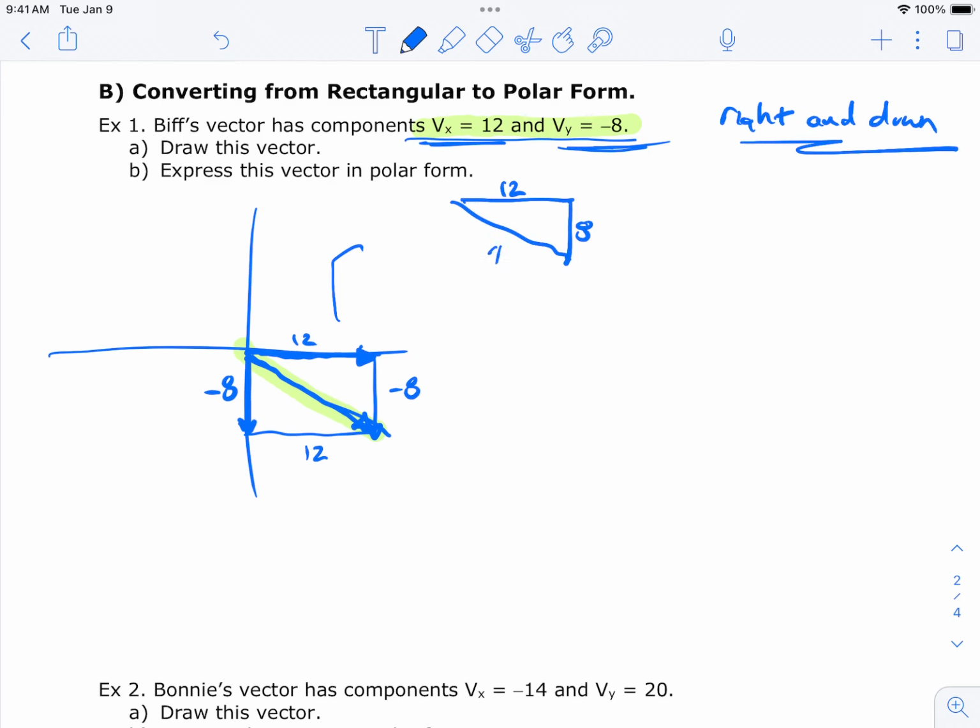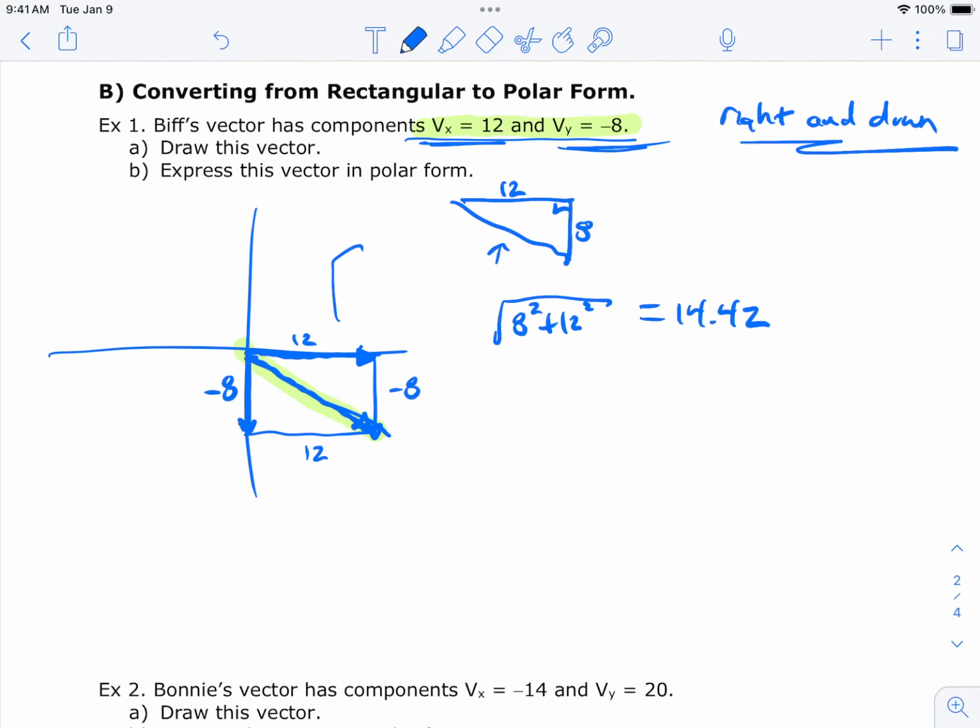We'd like to know how big this side is. Well, we can do Pythag, right? So you do the old 8 squared plus 12 squared, because this is a right triangle. And then you would have to take the square root. When I did that, I got 14.42. Cool beans. That's how long this is. This vector has a length of 14.42.